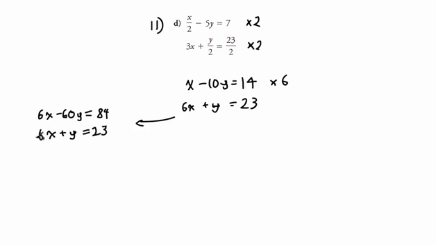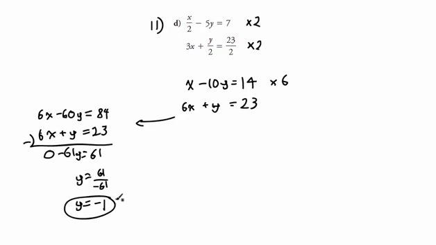Okay, so what happens when we subtract? The 6x minus 6x cancel, leaving a 0, and minus 60y minus y equals minus 61y. Now what's 84 minus 23? Fortunately, that also equals 61. Okay, when we divide by minus 61, we get 61 over minus 61. They cancel, leaving just the minus 1. So y equals minus 1.